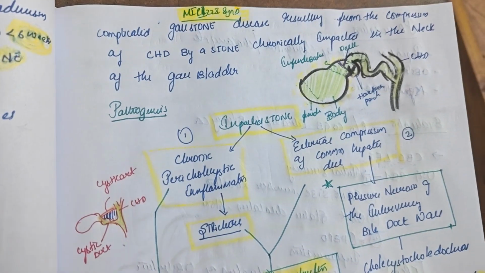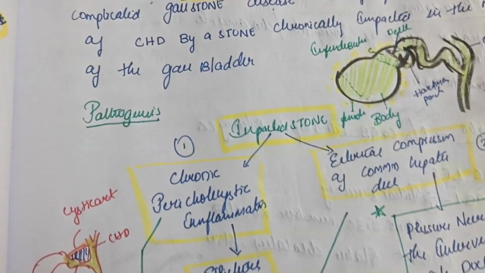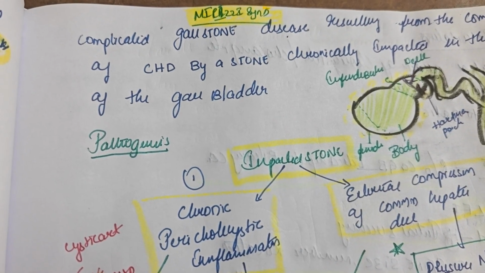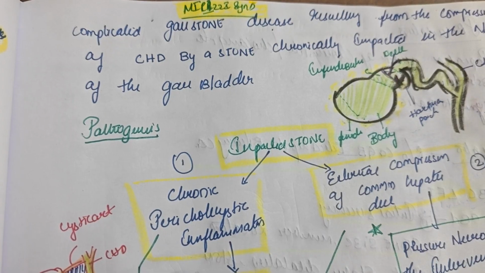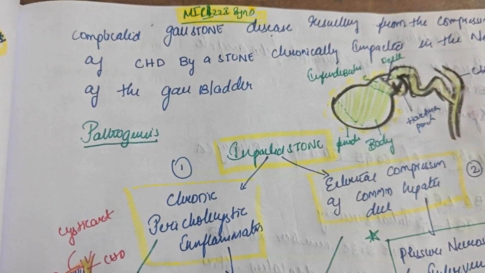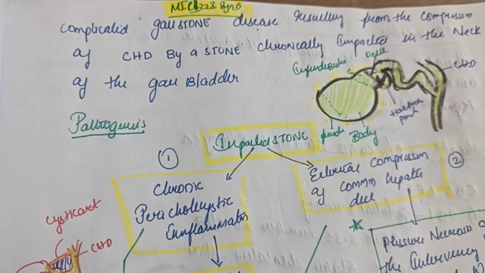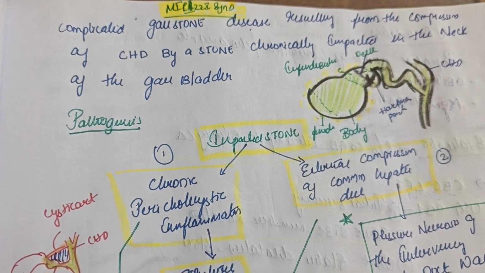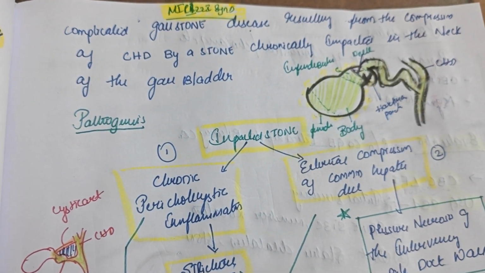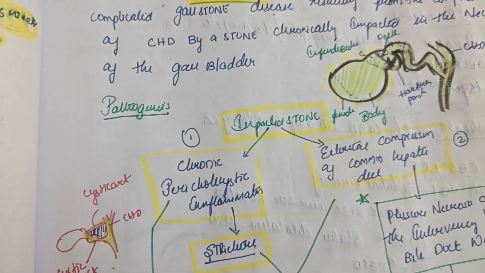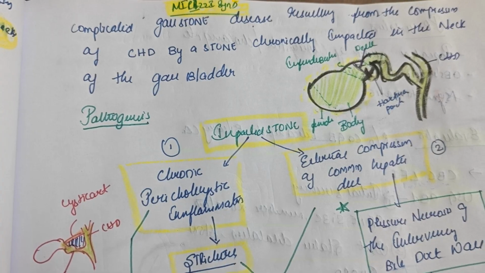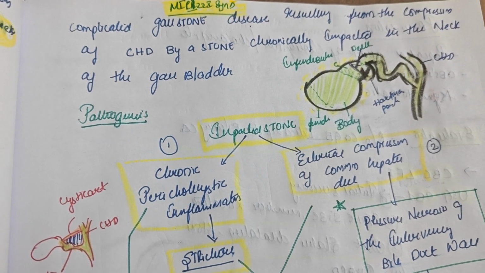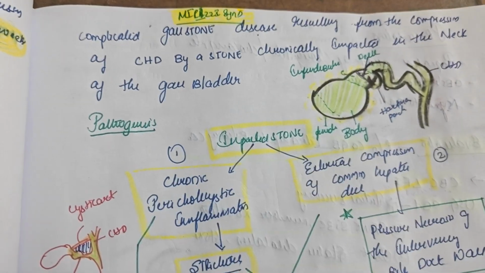So in this session, I'll be discussing a syndrome, which is one of the complications of common bile duct stones. That is Mirizzi syndrome. It's a complicated gallstone disease resulting from compression of the common hepatic duct by a stone chronically impacted in the neck of the gallbladder. So what is it trying to tell us? It's a gallstone disease resulting from compression of the common hepatic duct.